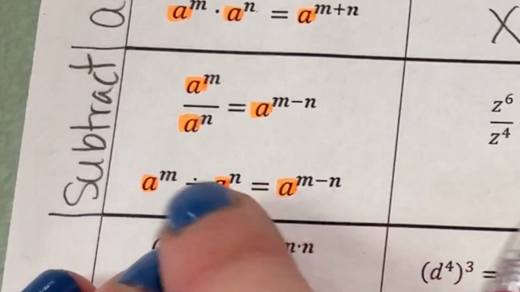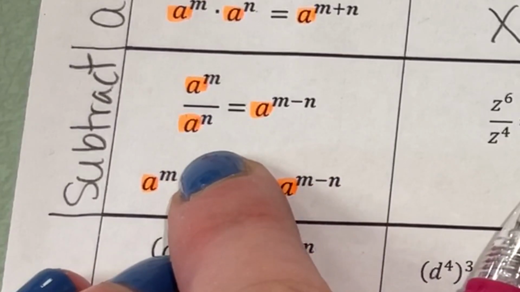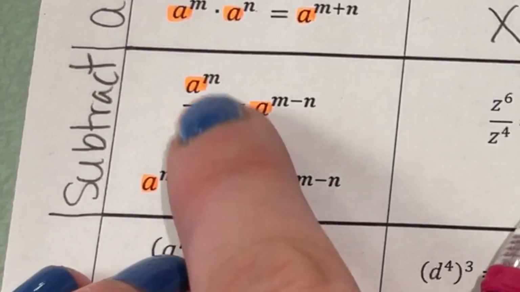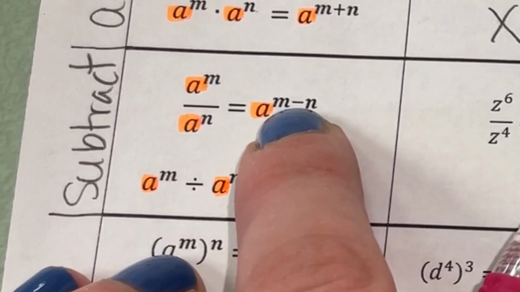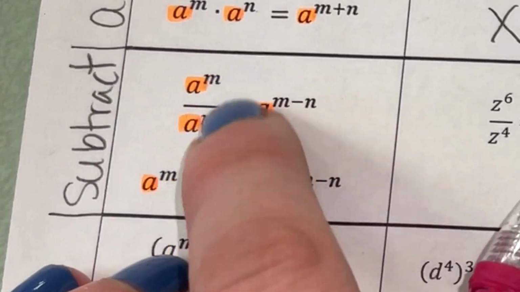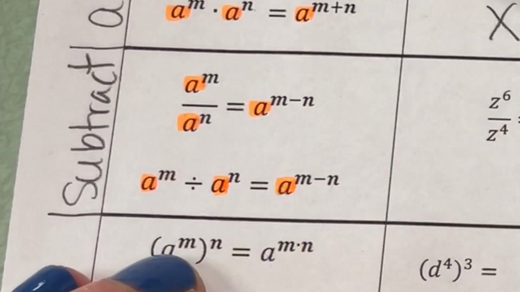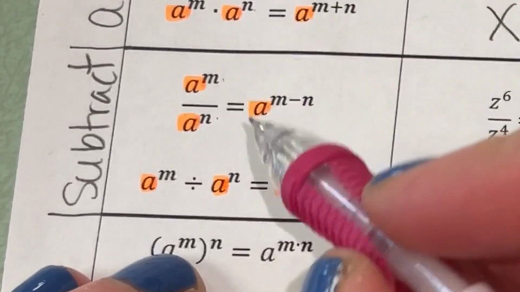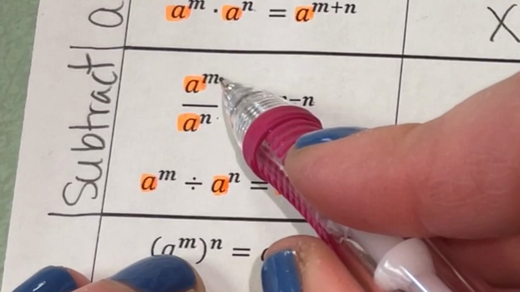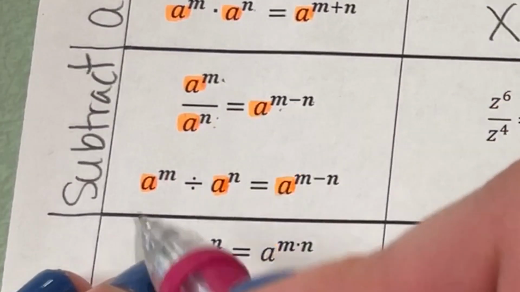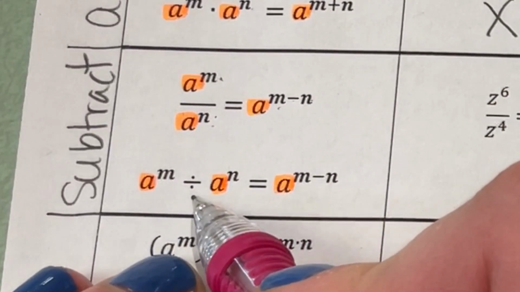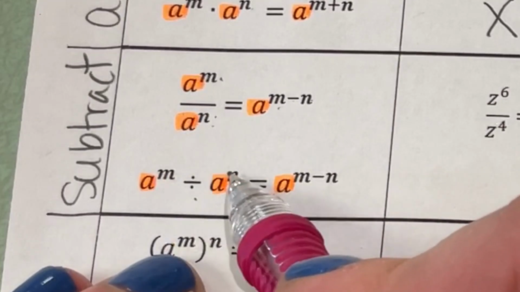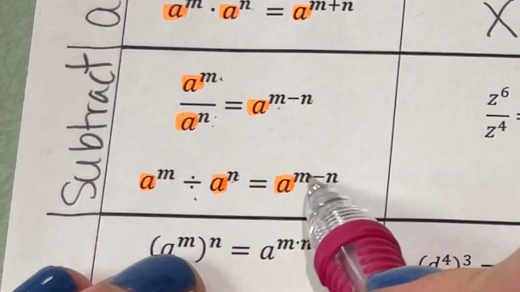All right, and the next one here, if we are dividing same bases, all right? If we are dividing either with a fraction bar or the actual division symbol, we subtract the exponents. Same bases being divided, subtract the exponents. And you gotta be careful. The top exponent gets subtracted by the bottom exponent. So it'll be m minus n, that top number minus that bottom number. If you got the division symbol, then it's gonna go that first exponent, m, minus that exponent n. So m minus n.